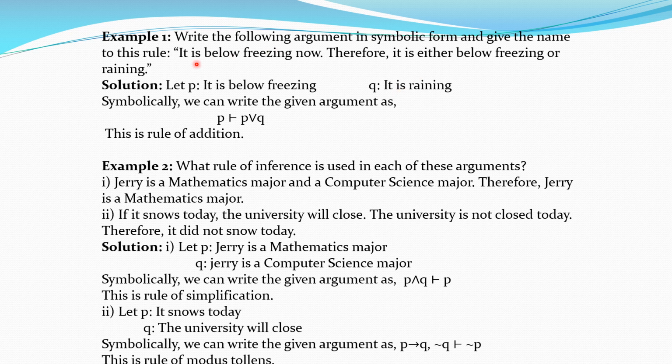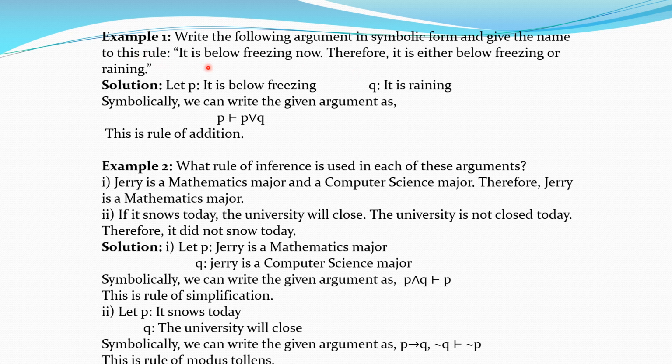Now, first one, write the following argument in symbolic form and give the name of this rule. It is below freezing now. Therefore, it is either below freezing or raining. Here two statements are there. One is below freezing now. Second is raining. So we need to consider two variables. Let P, it is below freezing. Q, it is raining.